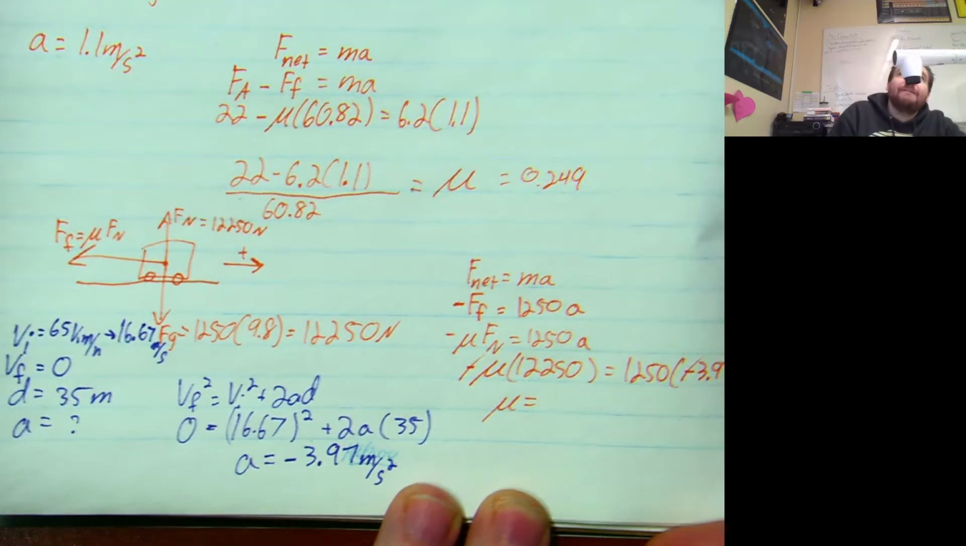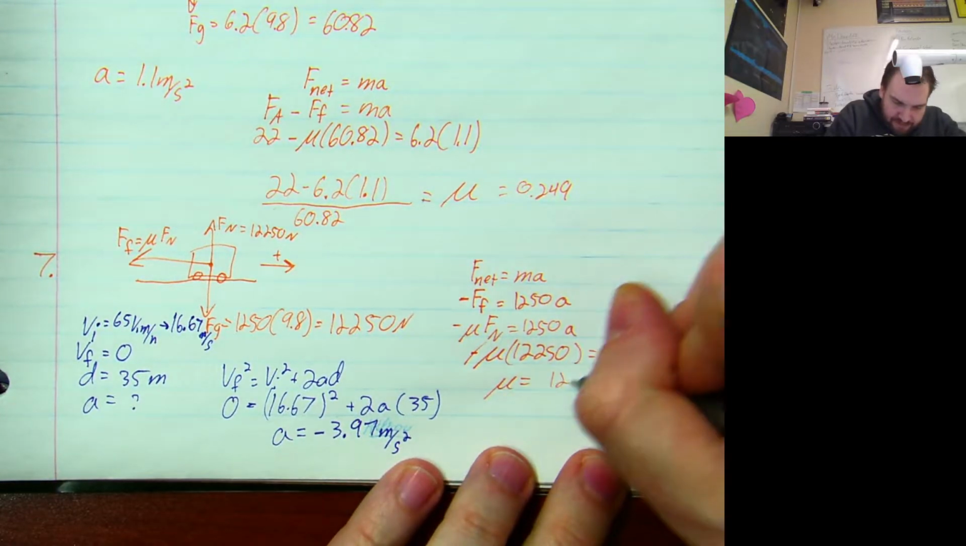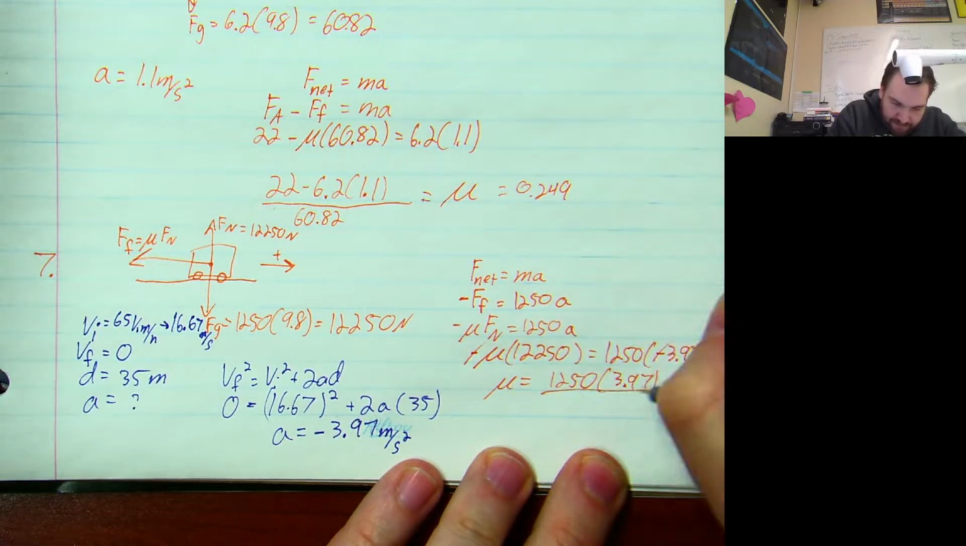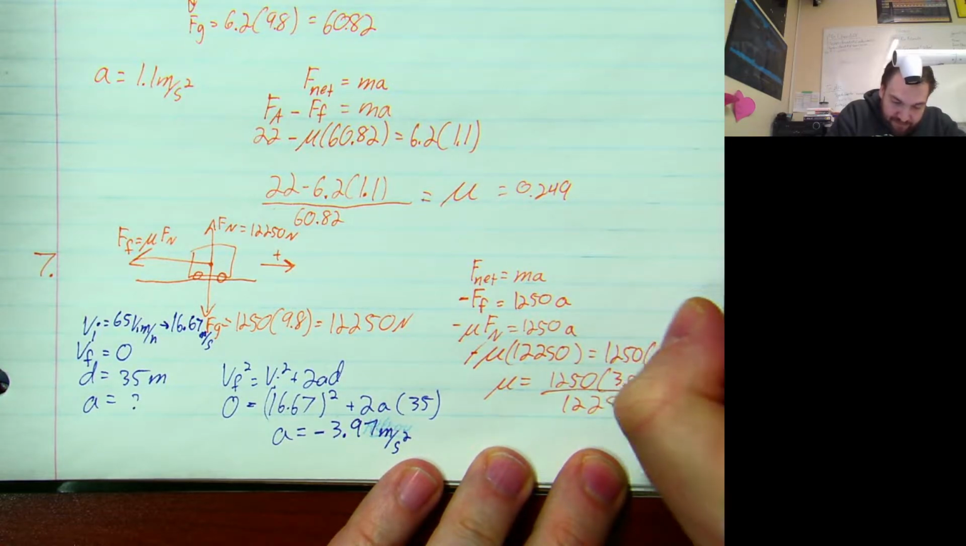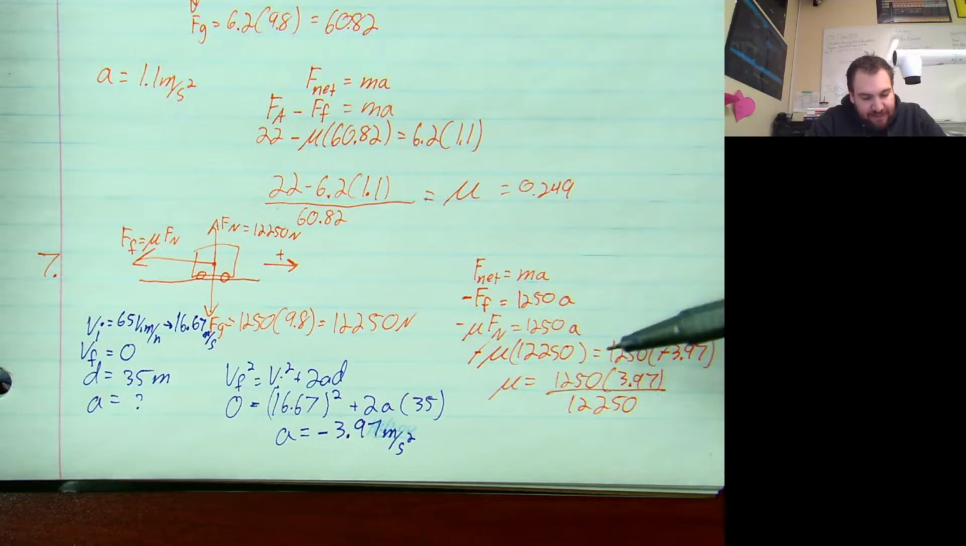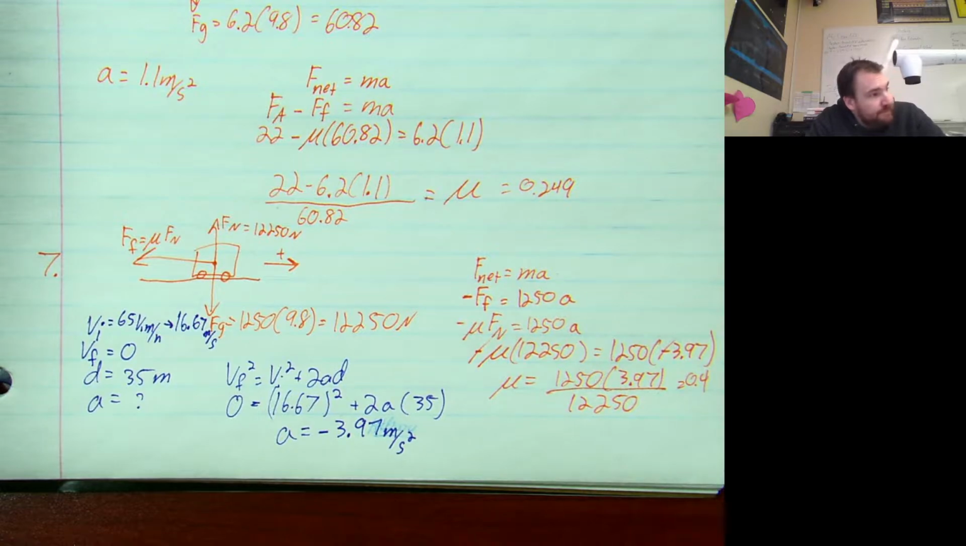Sorry, we'll zoom out a little bit here. 1,250 times 3.97 divided by 12,250. That should be mu. Mu then should be 0.4. That seems reasonable, because this is going to be almost like dividing by 10. 0.4 seems reasonable. You follow?